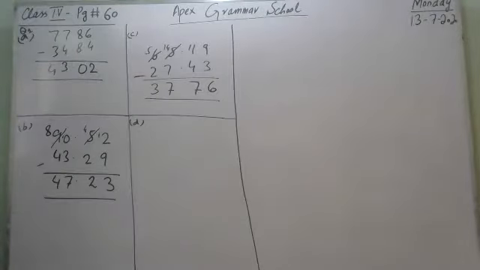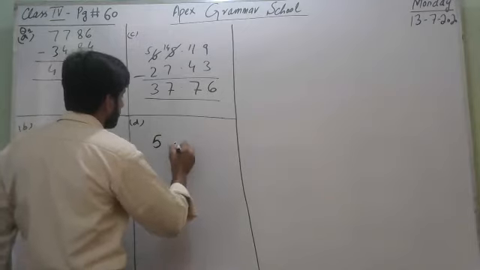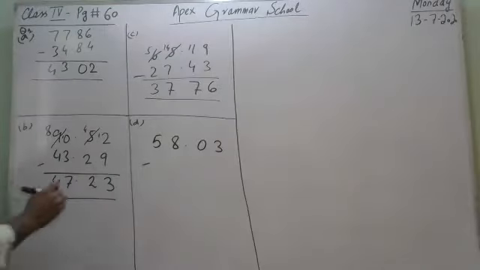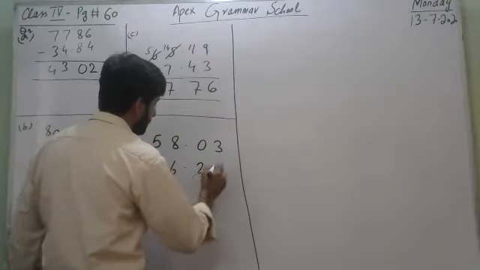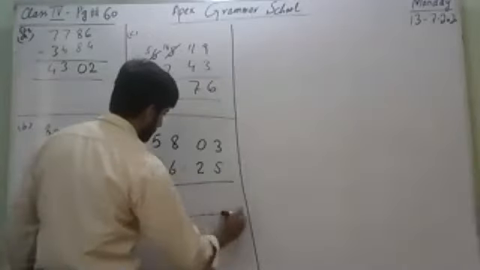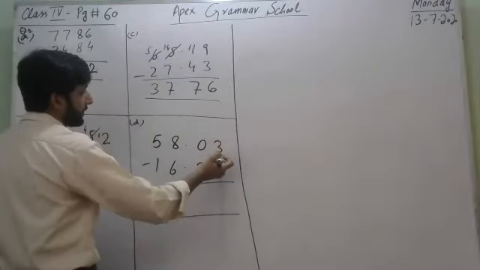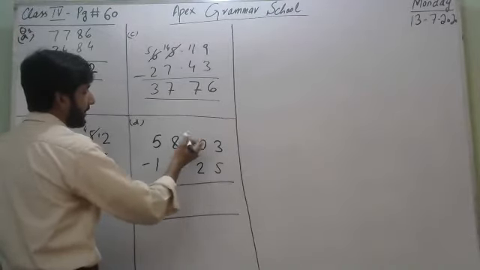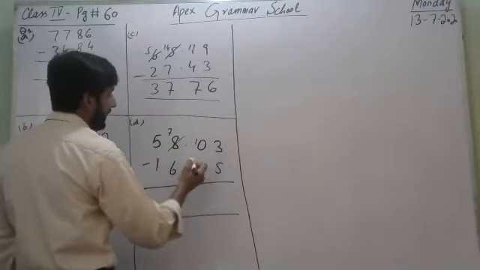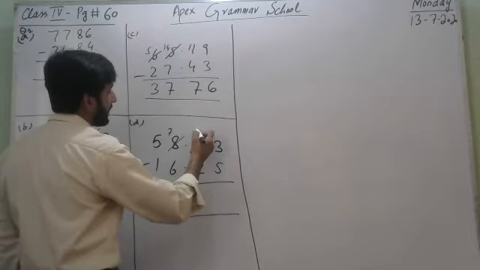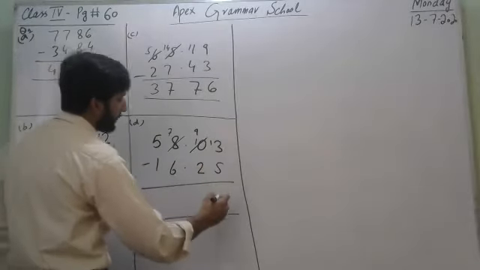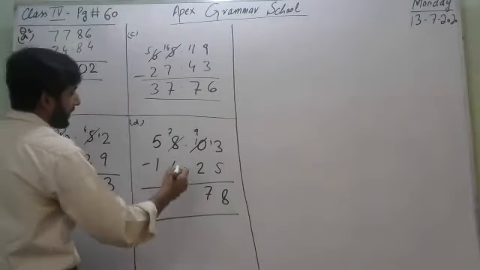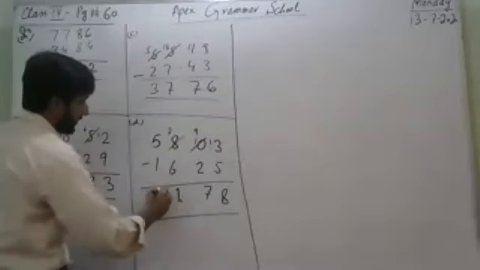B part is 58.03 minus 16.25. Three is smaller, next to 3 is 0. We can take carry, and next to 0 is 8. We will take carry from this 8. This becomes 7 and this becomes 10. Now we will take carry from this 10. This is 9 and this is 13. 13 minus 5, this is 8. 9 minus 2, this is 7. Decimal as it is. 7 minus 6, this is 1. And 5 minus 1, this is 4.